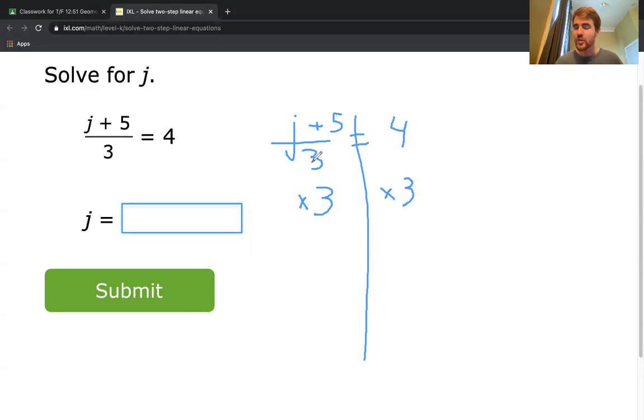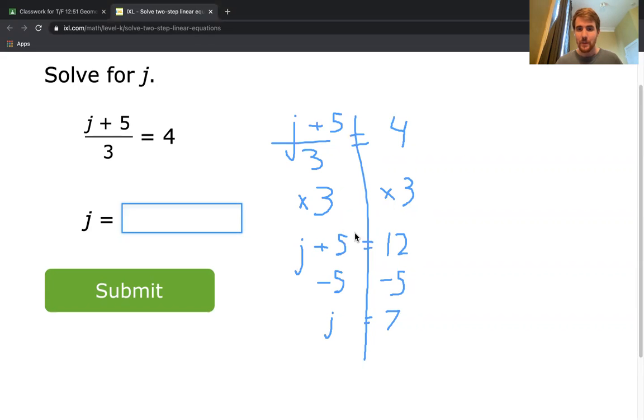This cancels out the 3 over here, which means we're left with j plus 5. Meanwhile, we've got 4 times 3, which of course is 12. Now, what's the inverse operation of plus 5? We have to do minus 5, because that cancels out the plus 5. j equals 12 minus 5, which is 7.